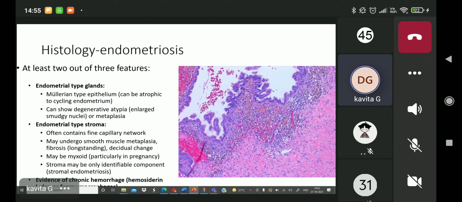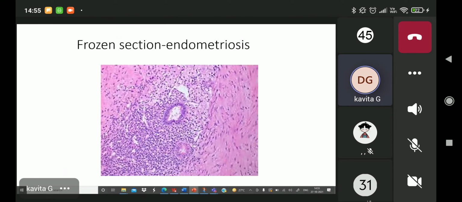The main problem is you may not get a combination of these three features at all. So you need endometrial type glands, you need endometrial type stroma, and you need evidence of chronic hemorrhage or the hemosiderin laden macrophages. All the three may not be present together. Second point, go in for serial sections. Keep on slicing the endometrium till you get these. Otherwise, then there are other diagnostic modalities.